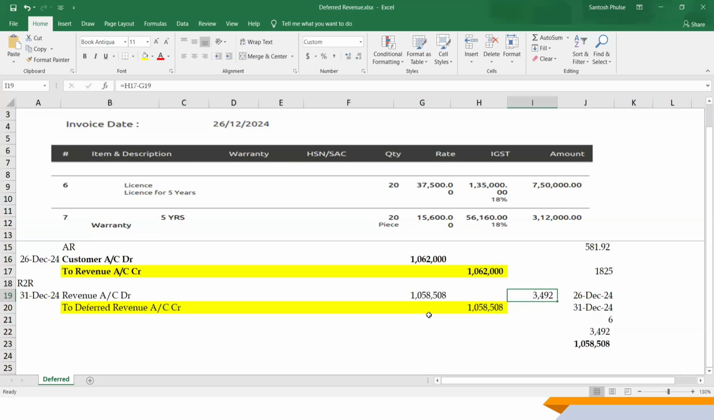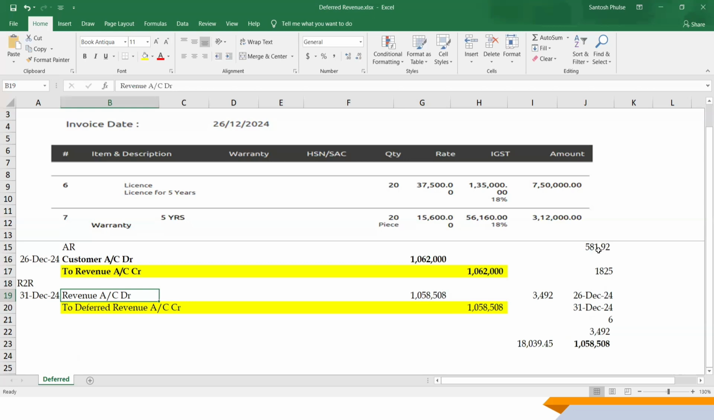When you jump to the month of January, again you have to do the same calculations. Giving an example here: if it's 581 per day into 31, so 18,039, then you are going to debit your deferred revenue and credit your revenue account. So every month, you are going to do the booking of the revenue. And this is going to be the entry for the next 5 years. You have to keep track of this and do the entry in the system.